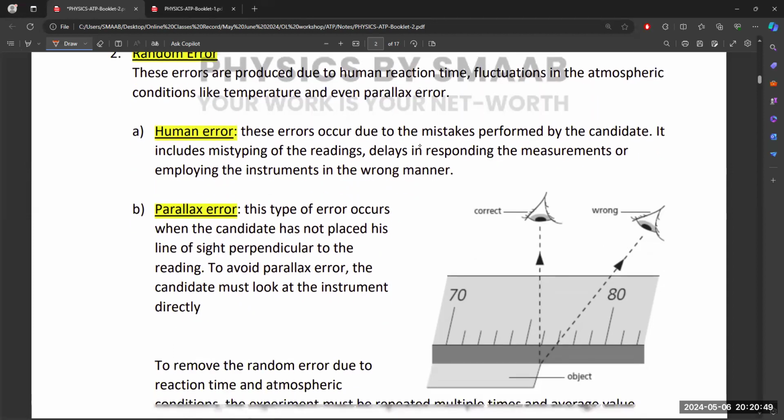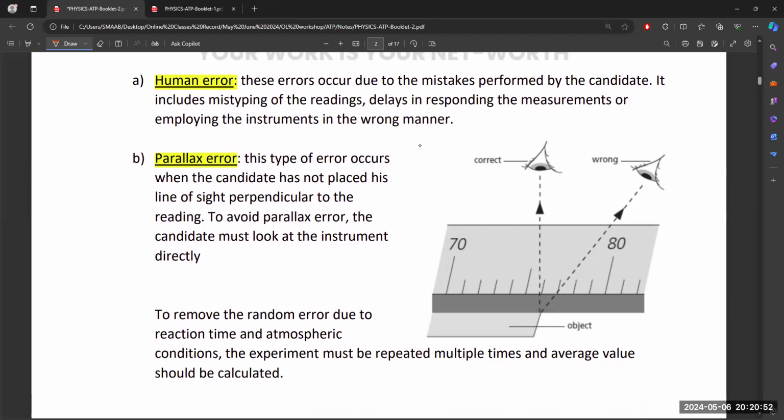the parallax error, so this is the example of parallax error. So in this example, you can see there are two different observations. The first one is the correct observation and second one is the wrong observation. So sometimes in questions they ask you to draw the eye, right? Just like the same. So in some questions, they ask you to draw the eye, that at which point we have to keep our eye to record the reading.